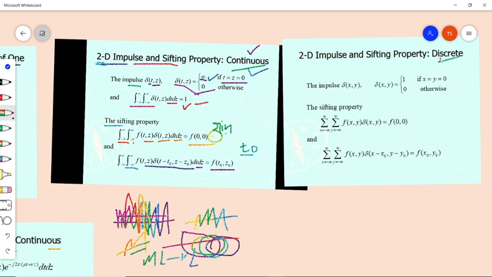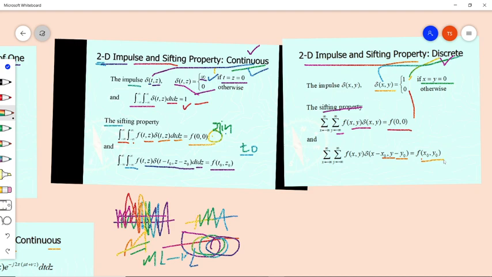And in the case of discrete, the 2D impulse and shifting properties are defined. Delta of x comma y is the impulse. Here it is infinity for continuous, and for discrete it is 1 if x is equal to 0, y is equal to 0. So here, for discrete it is x comma y, and for continuous it is t comma z. Now we define the shifting property: the double sigma over x and y of f of x comma y delta of x comma y is equivalent to f of 0 comma 0 at the origin, and with the shift, f of x naught comma y naught, using x minus x naught and y minus y naught at the initial position.